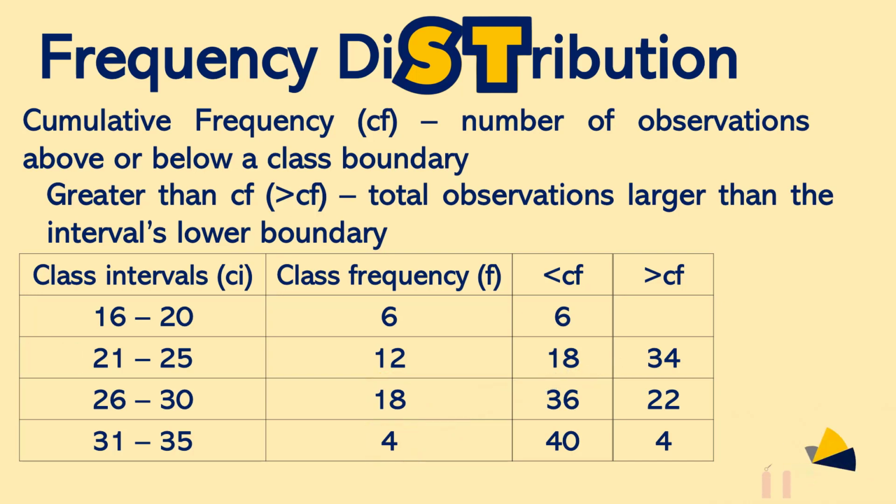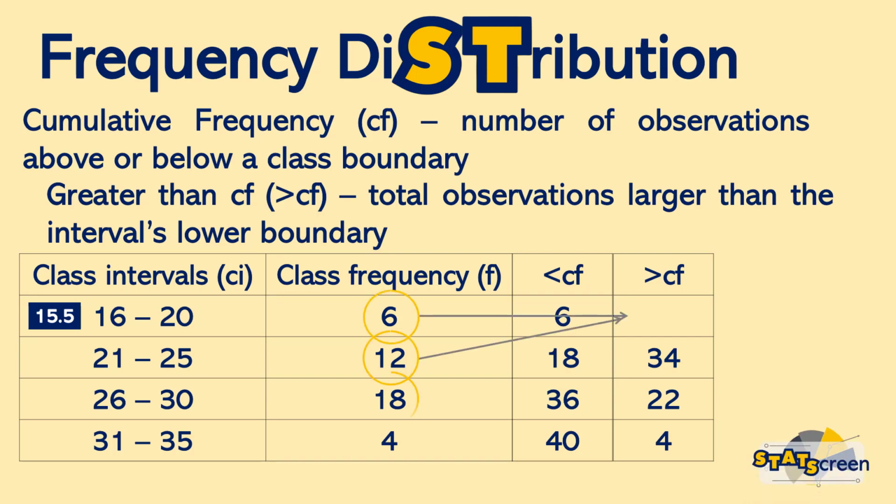And finally, for our last class interval, since its lower class boundary is 15.5, we include the 6 and all the values greater than that, because we are assured that aside from 6, the 12, 18, and 4 class frequencies for the next class intervals are all greater than 15.5. That's 6, 12, 18, and then 4, which totals to 40.